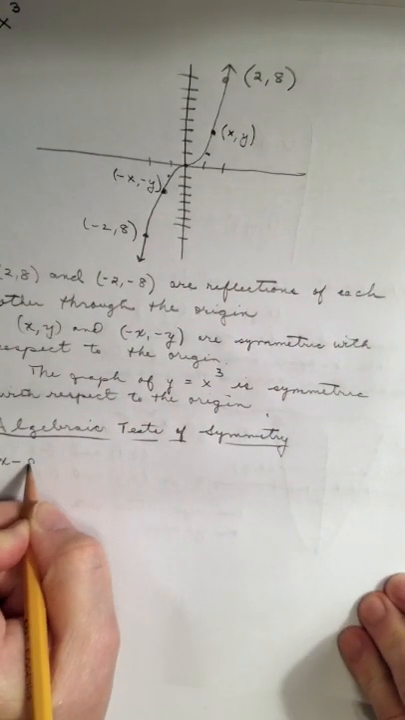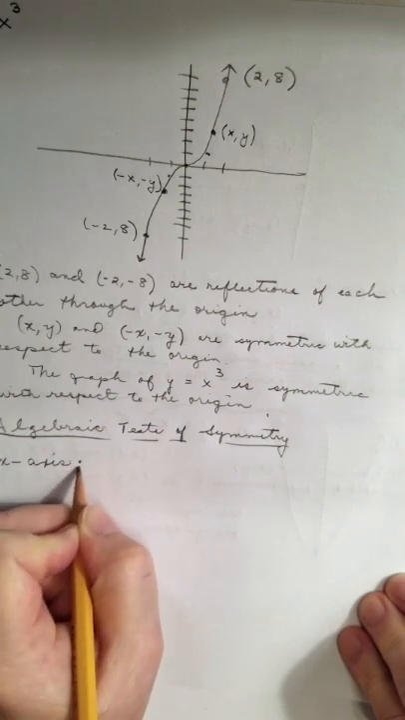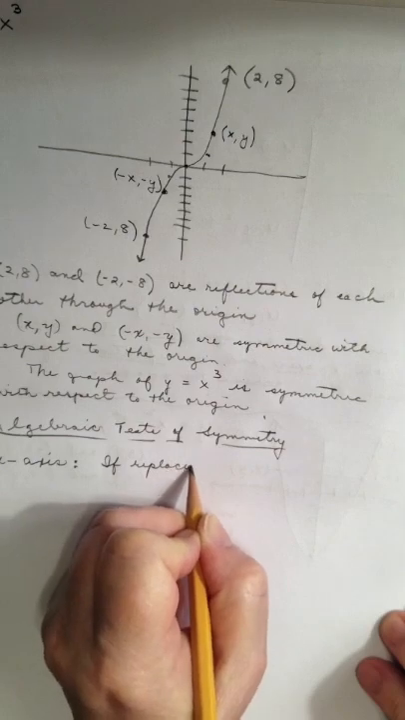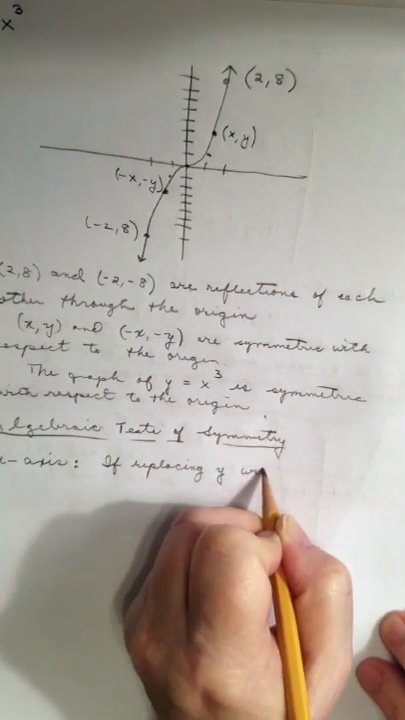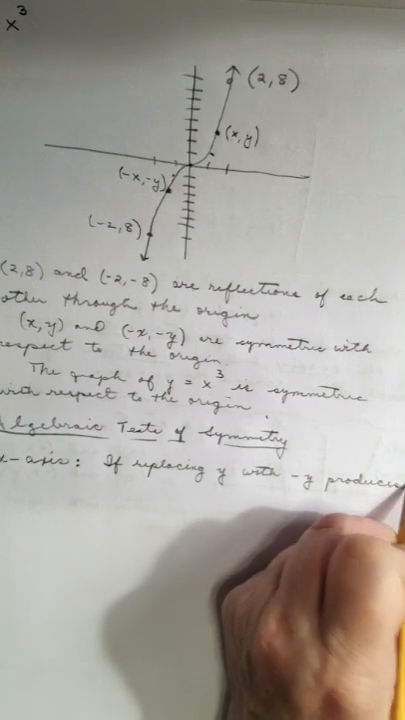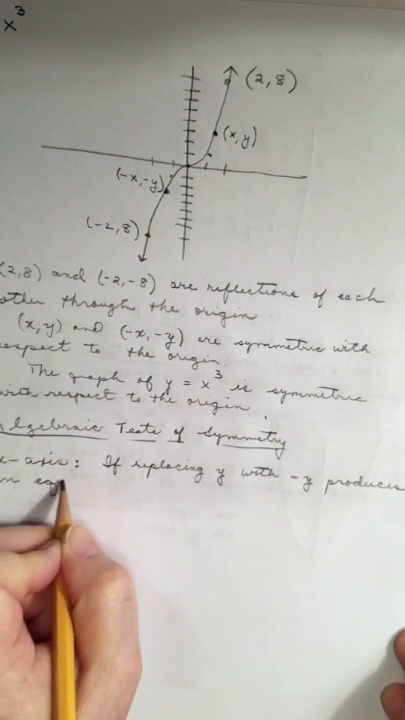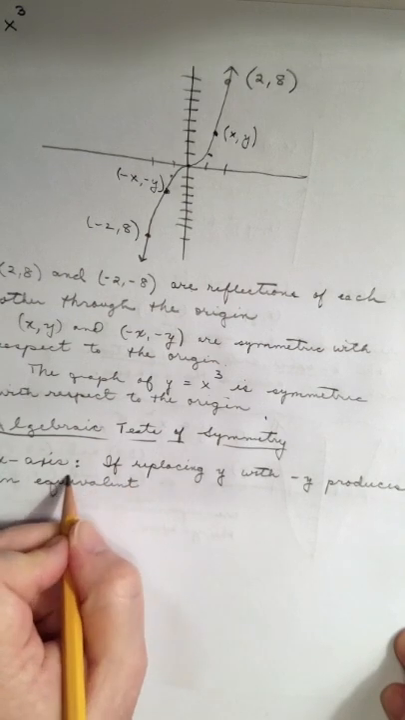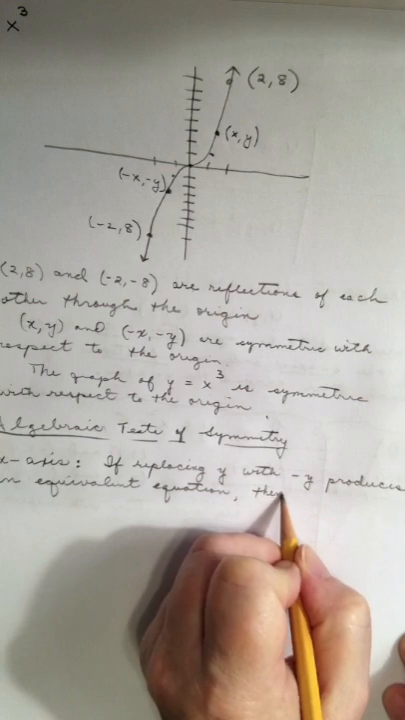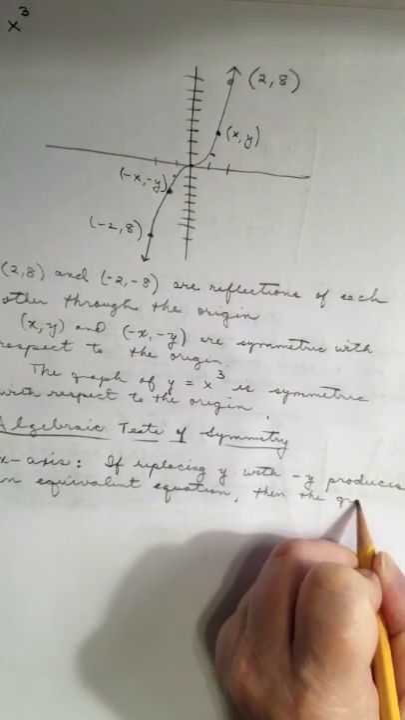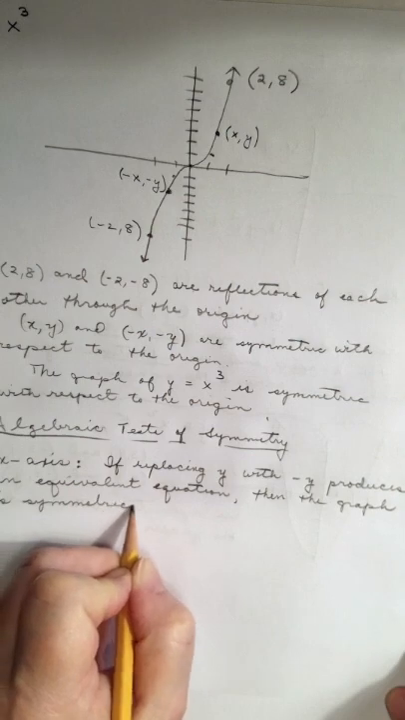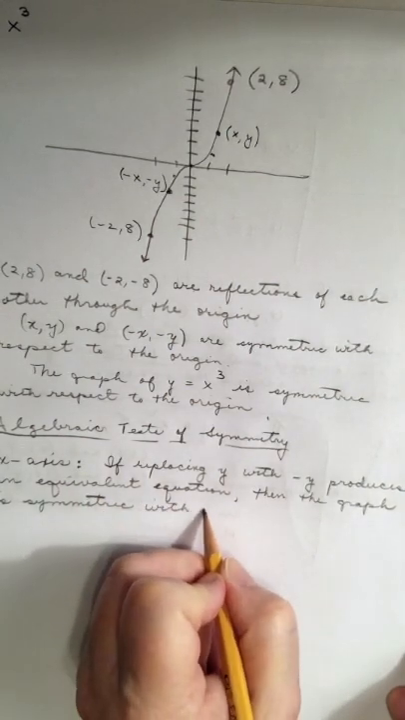If we're testing to see if a graph is symmetric with respect to the x-axis, we can say if replacing y with -y produces an equivalent equation, then the graph is symmetric with respect to the x-axis.